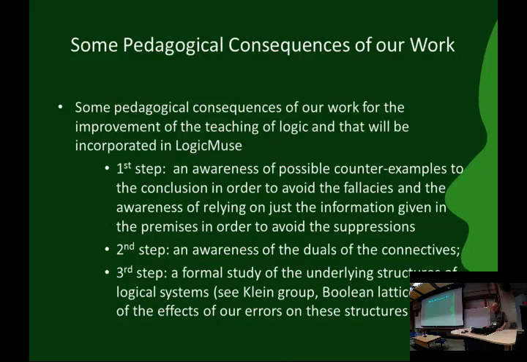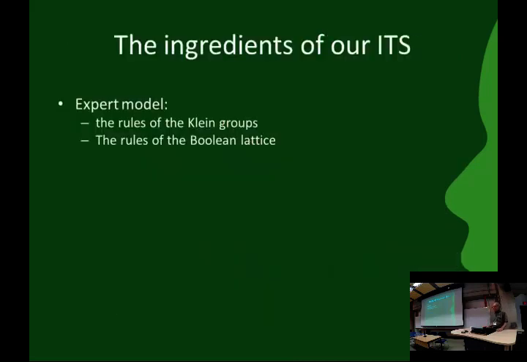Okay. The ingredients of our ITS. Well, of course, as in any ITS, we have an expert model, in which we have the rules of the Klein group structure and the Boolean lattice structure, and the consequences of these structures on the rules, that is all the rules that can be deduced from these structures and that are fundamentally the valid rules of classical propositional logic, because up to now our ITS has worked on classical propositional logic, and we move to other logics afterwards.